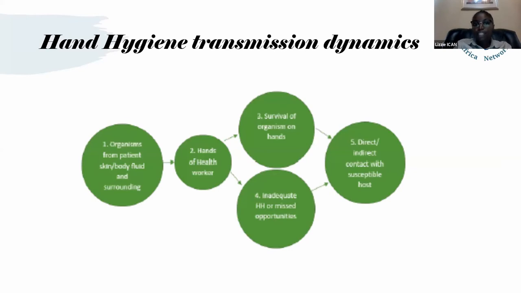And then the second step is during care activity, the healthcare worker will pick up the germs or the microorganisms from the patient's zone or patient space. And as we know, microorganisms survive on the hands for a range of about 2 to 60 minutes. If you have inadequate or defective hand hygiene practices, or what we call a missed opportunity, then the organisms will continue surviving and multiplying on your hands. And because your hands are still contaminated as a healthcare worker and you have other care activities, you can then move whatever you have on your hands, through direct or indirect contact, to another susceptible host. In this case, it might be the next patient, or other healthcare workers, or the environment.